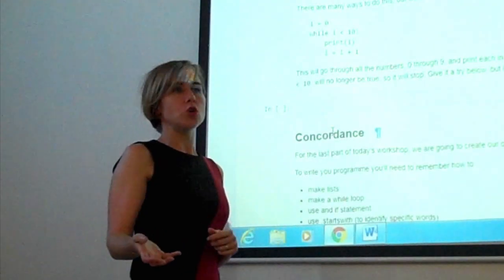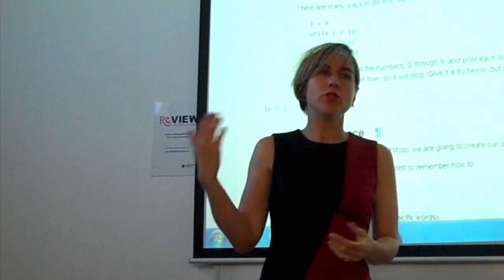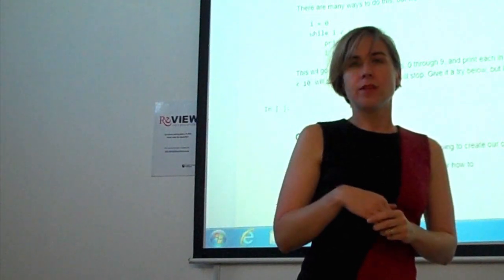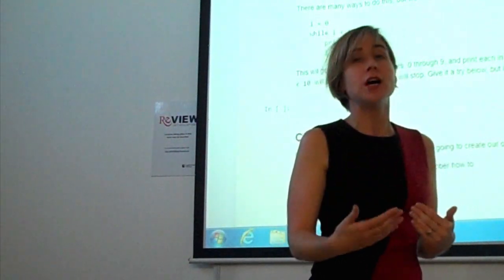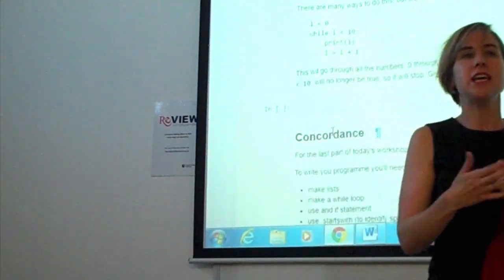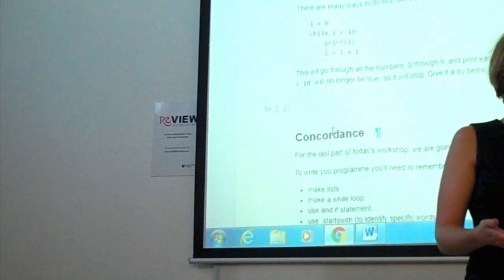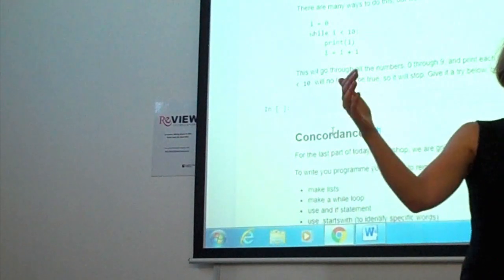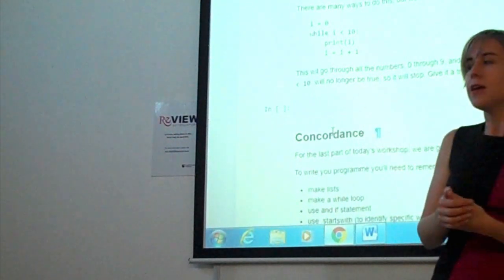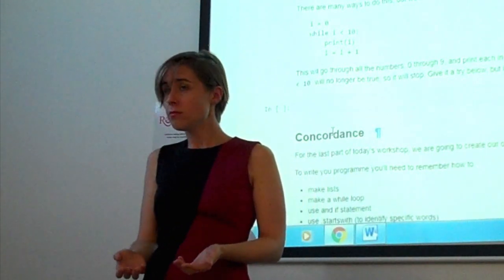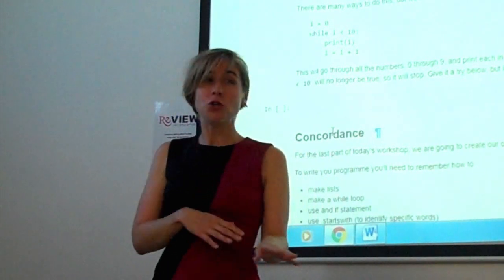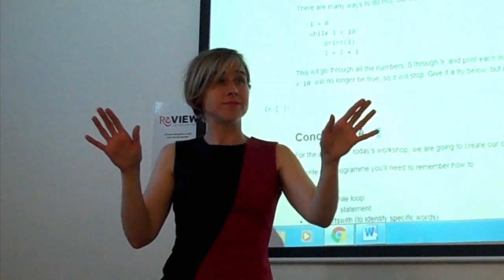Now, a for loop is basically for going through everything in an object. But maybe you don't want to do that. Maybe you want to do things a certain number of times. So you want to do it 10 times, or 100 times, or until a certain counter reaches zero. That's when you use a while loop. While something is true, keep doing it. When it's no longer true, stop doing it.